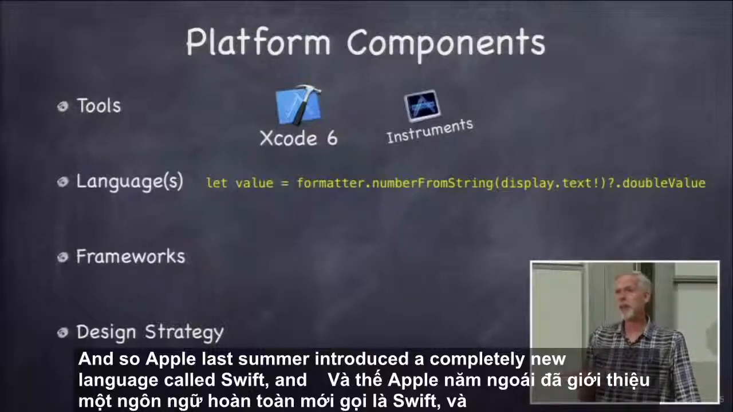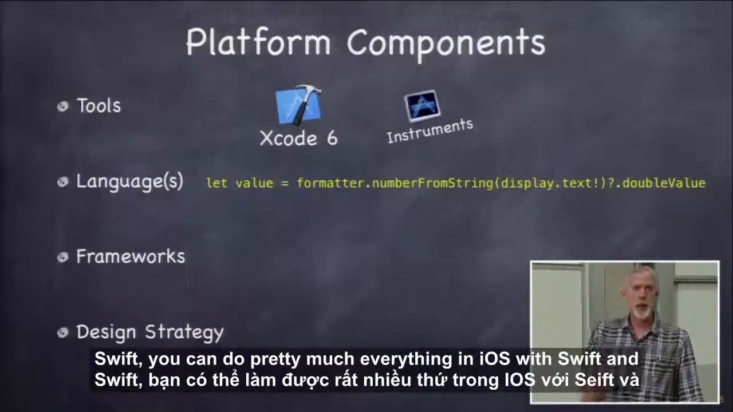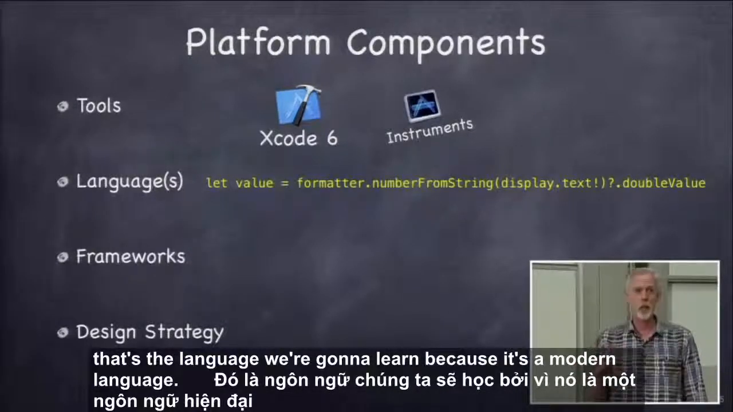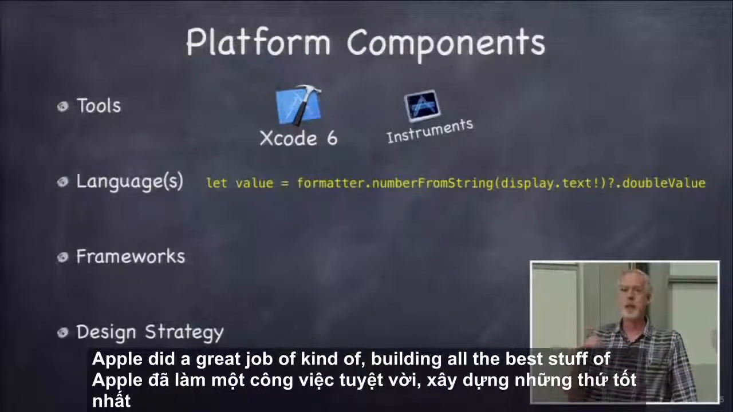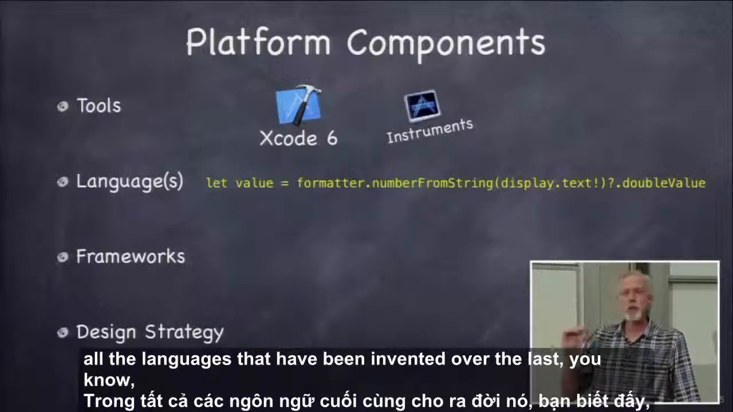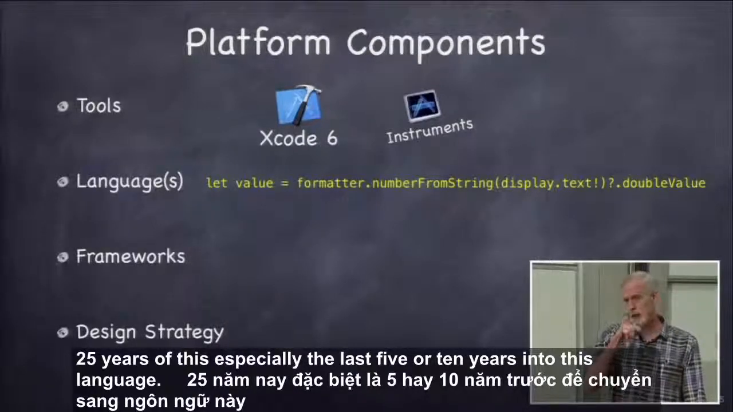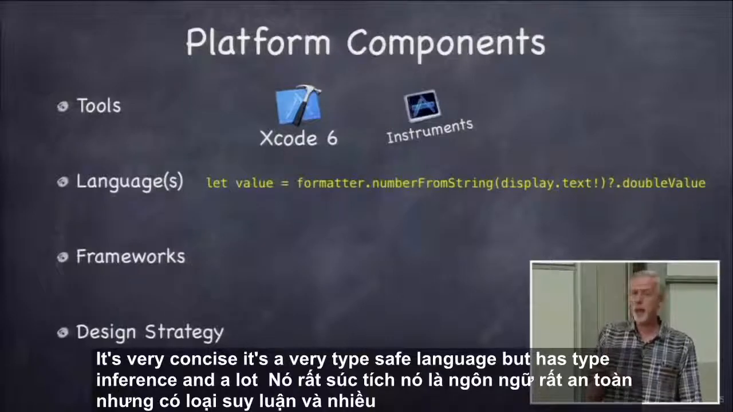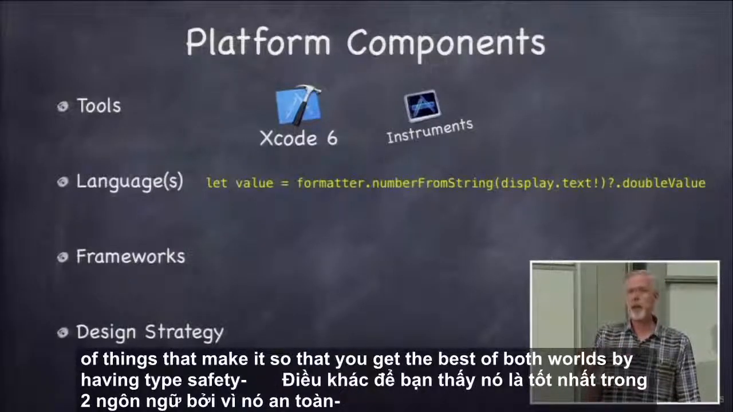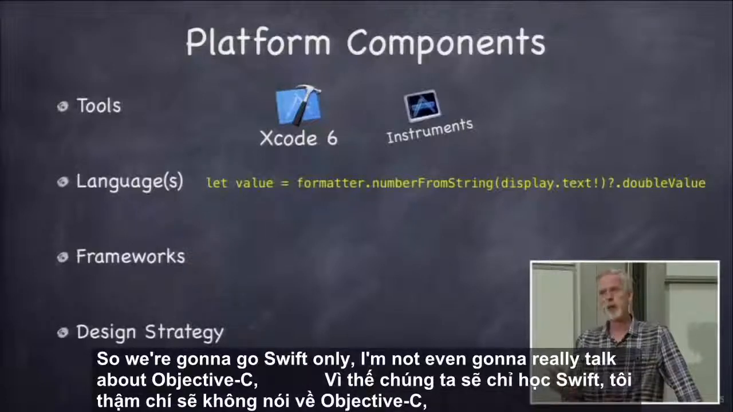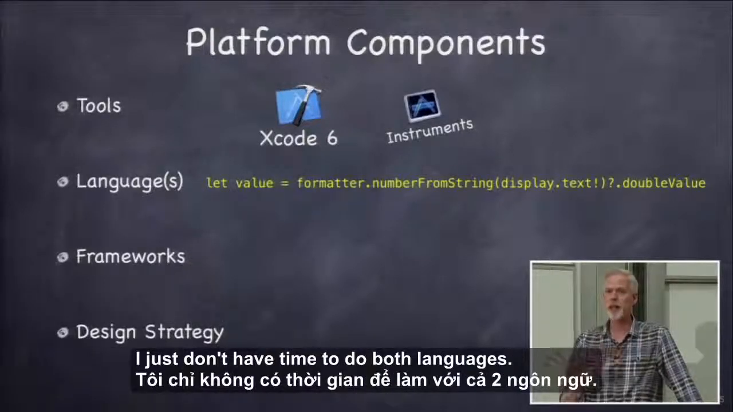And so Apple last summer introduced a completely new language called Swift. You can do pretty much everything in iOS with Swift, and that's the language we're going to learn because it's a modern language. Apple did a great job of building all the best stuff of all the languages that have been invented over the last 25 years, but especially the last 5 or 10 years, into this language. It's very concise. It's a very type-safe language, but it has type inference and a lot of things that give you the best of both worlds: having type safety and not having to be constantly over-specifying everything. So we're going to go Swift only. I'm not even going to really talk about Objective-C. I just don't have time to do both languages.